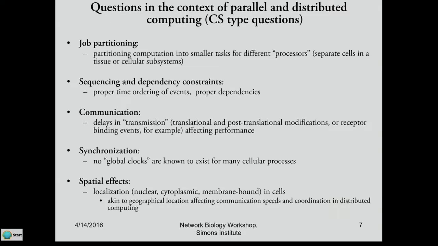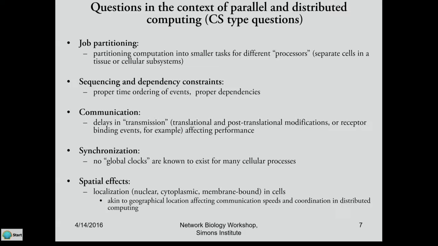Think of the cell system as a kind of distributed system. It has some nice, interesting properties, like for many cellular networks, there is no global clock, but then somehow the processes tend to synchronize. How? In distributed computing systems, you also have this kind of problem sometimes to handle. And spatial effects, like localization. For example, for the World Wide Web, we have geographical locations affecting communication and so forth. So what is the corresponding role for localization in cell behavior? What about the communication delays? How do they affect dynamics? And so forth and so forth.